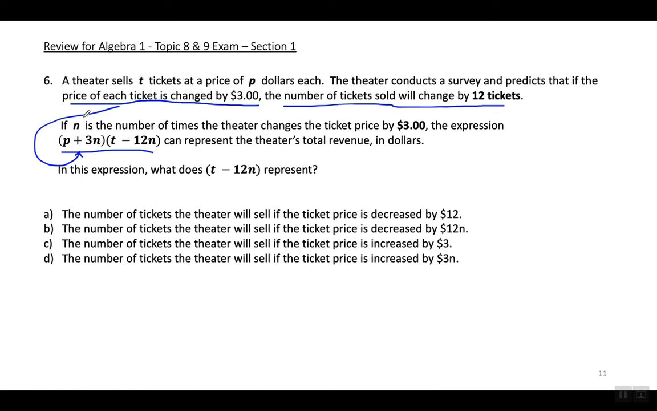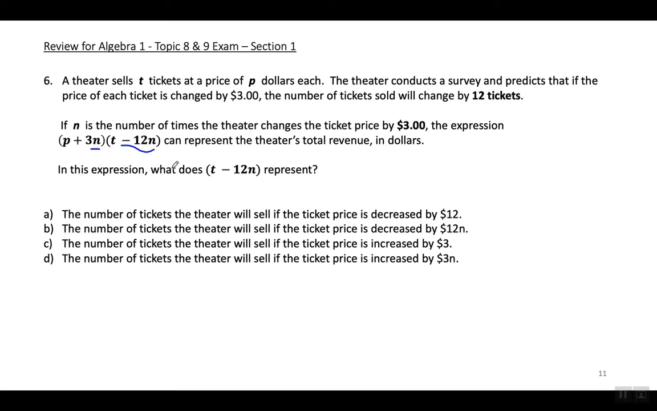All right? So here it says if n is the number of times the theater changes the ticket price by $3, this expression can represent the theater's total revenue in dollars. So n is the number of times that they change the ticket price by $3. So if they change it once, twice, 3 times, etc. Notice that the number of tickets sold goes down by 12 each time they increase it by 3. All right. Listen, this is the type of thing where you have to read it slowly and it'll make sense.